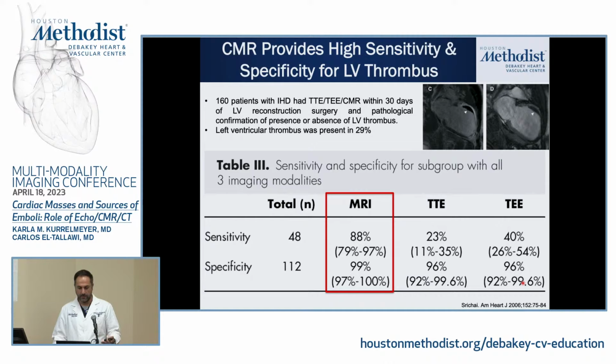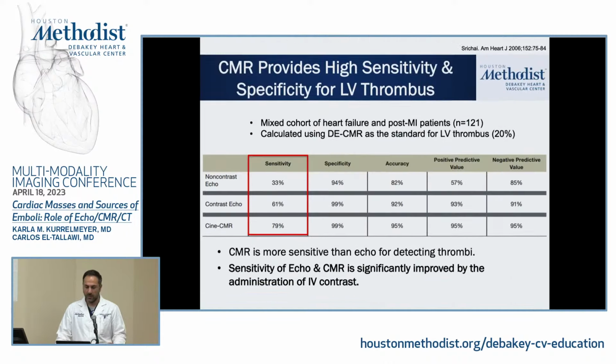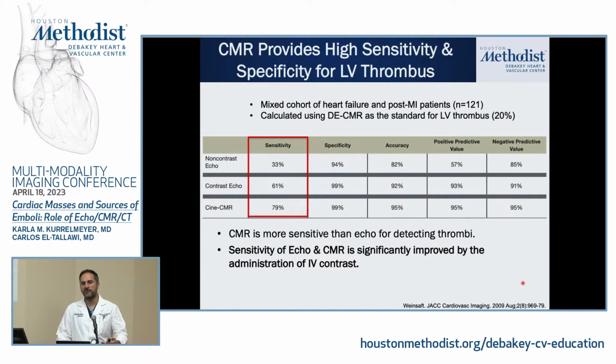But MRI is both specific and sensitive, right? So how does echo improve? By giving contrast. When we give contrast, sensitivity almost doubles on echo. It goes from 33% to 61%, at least in this study.